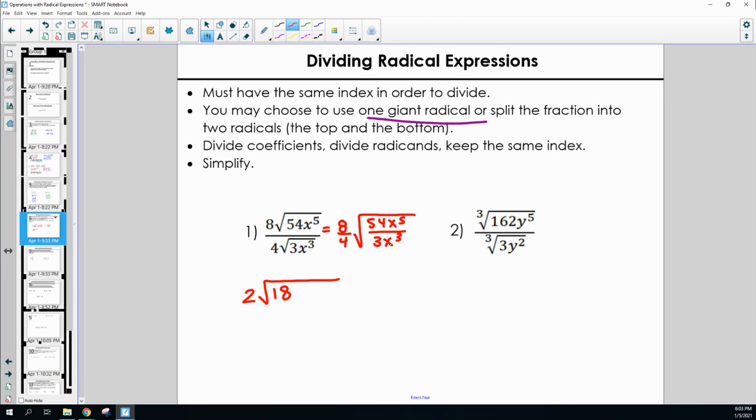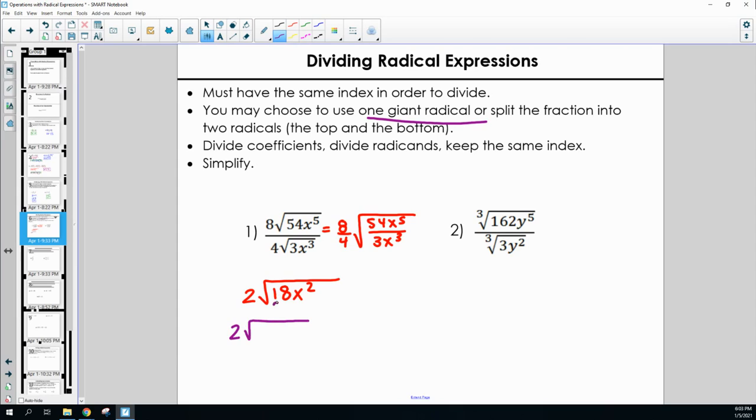And then x to the 5th over x to the 3rd, because I have the same base of x, I'm going to subtract my exponent. So 5 minus 3, that's going to give me x squared. And now I just have one radical. I don't have any more fractions, anything in the denominator, and now I'm just going to simplify. So the 2 is going to stay on the outside.